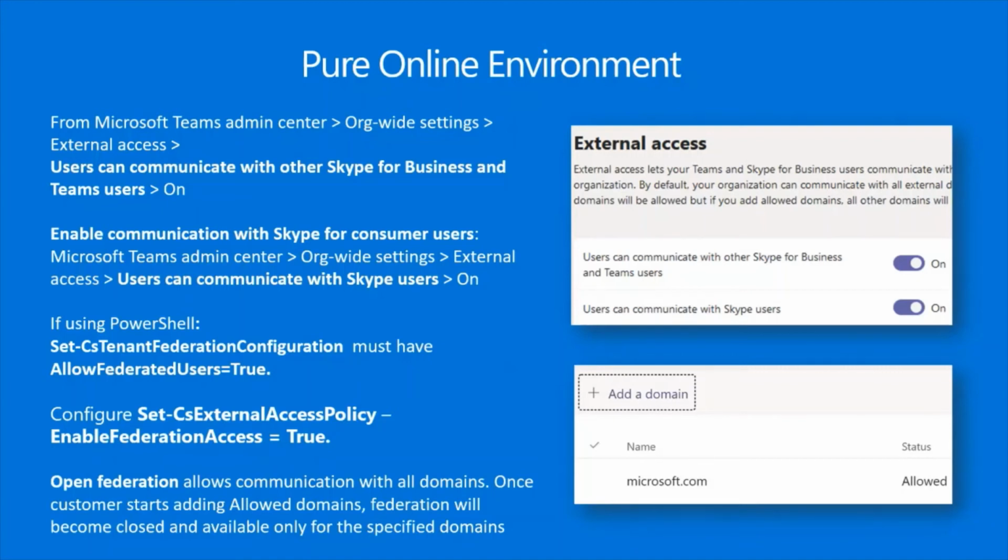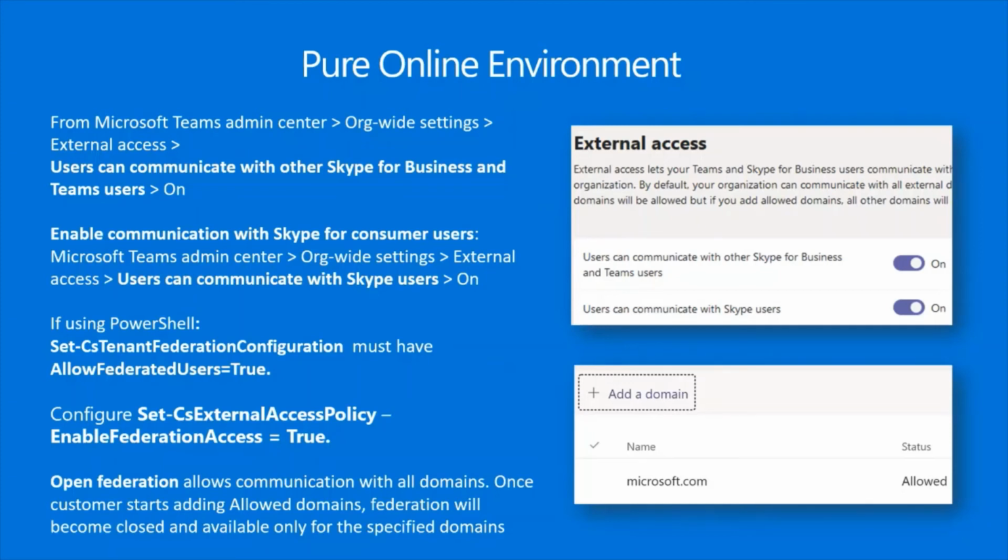Please take note that if you add domains as allowed or blocked, then the federation becomes closed, and you will be able to communicate only with allowed domains, or domains other than those you have blocked. You can use PowerShell commands to enable external access, which are visible on the screen here. If you are not okay with enabling it from the Teams Admin Center, you can also use PowerShell commands, whatever best suits you.